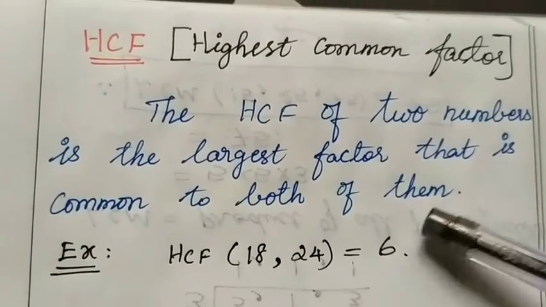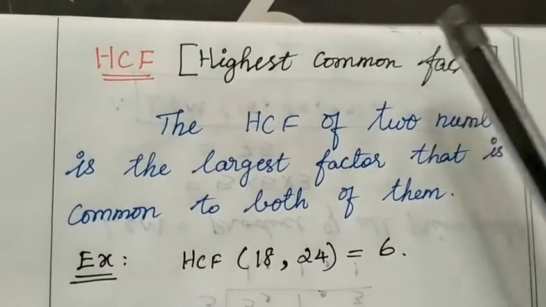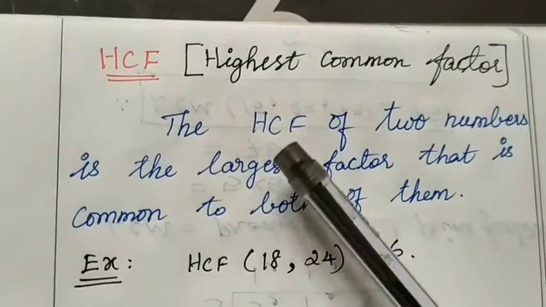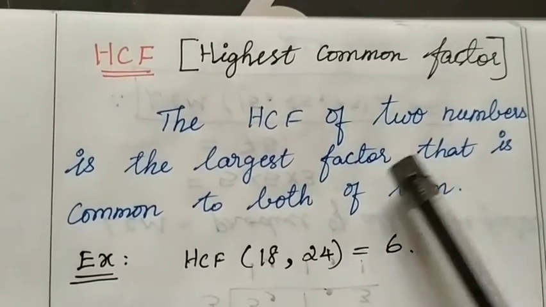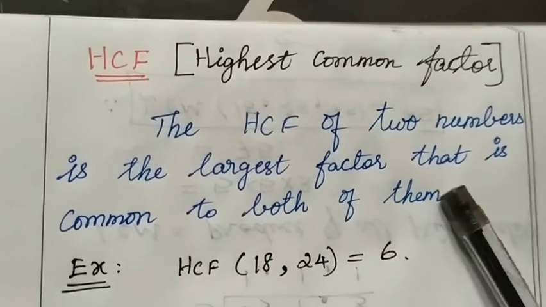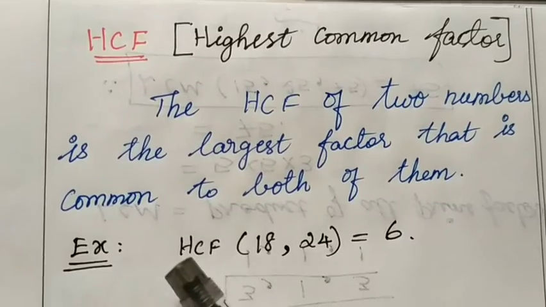Dear students, in our last class we learnt about HCF, isn't it? Yes, let's see about this. Once again I recall to you, what is HCF? Highest common factor. So the HCF of two numbers is the largest factor that is common to both of them. See this example. One example I give you.